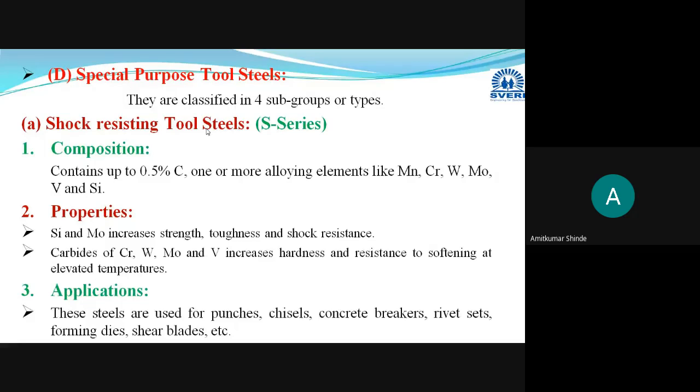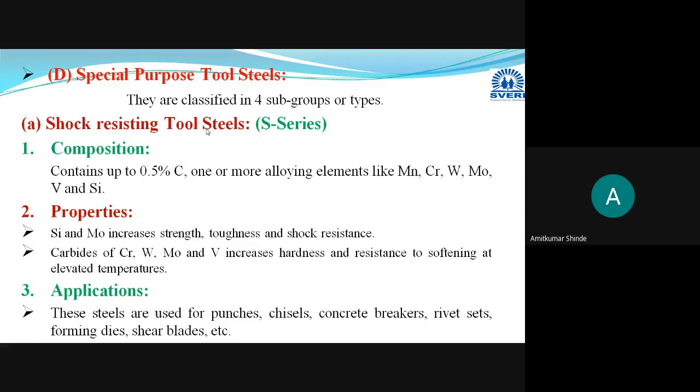Shock resisting tool steel is the first, designated by the S series. Now here, first point you have to write related to their composition. Here it contains up to 0.5% carbon, and in addition to this, this is the 0.5% carbon steel with addition of the alloying elements like manganese, chromium, silicon, and tungsten, molybdenum, and vanadium. Now here, in the properties, silicon and molybdenum addition will increase the toughness and shock resistance.